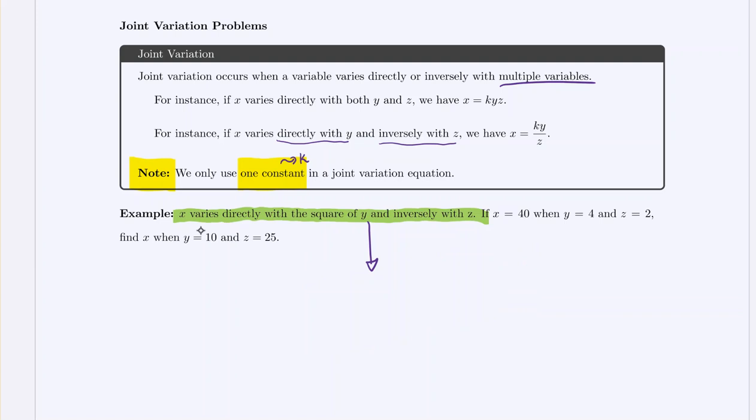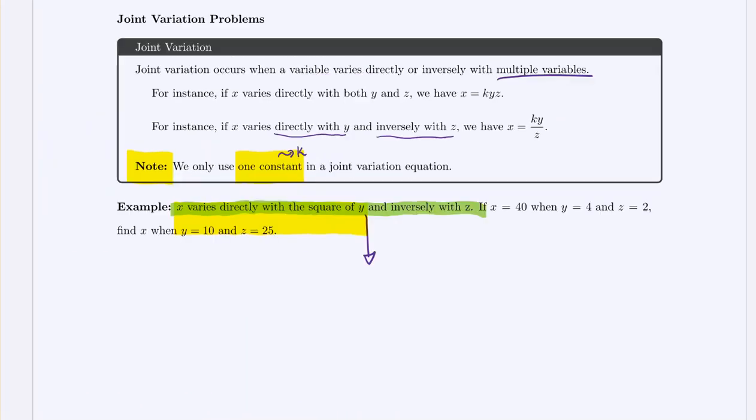So let's take this piece at a time. The idea that x varies directly with the square of y. So the square of y makes us think of y squared. So we have x, since it's direct variation, it's going to be the constant times the variable. But since it says inversely with z, that means you divide by z, so this whole thing is getting divided by z.